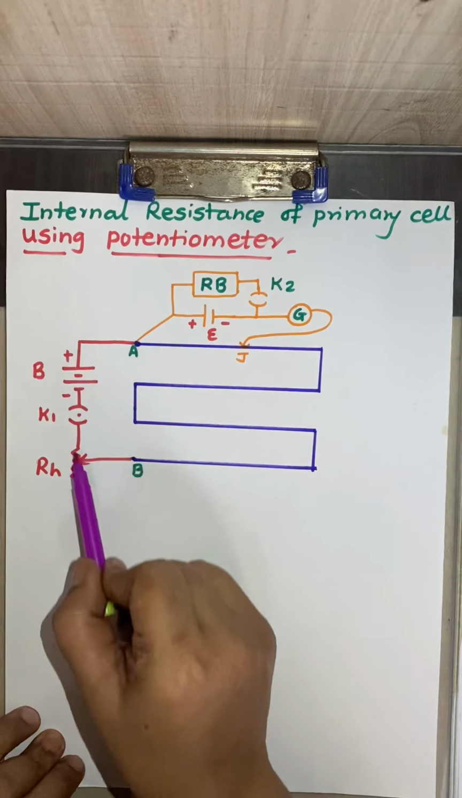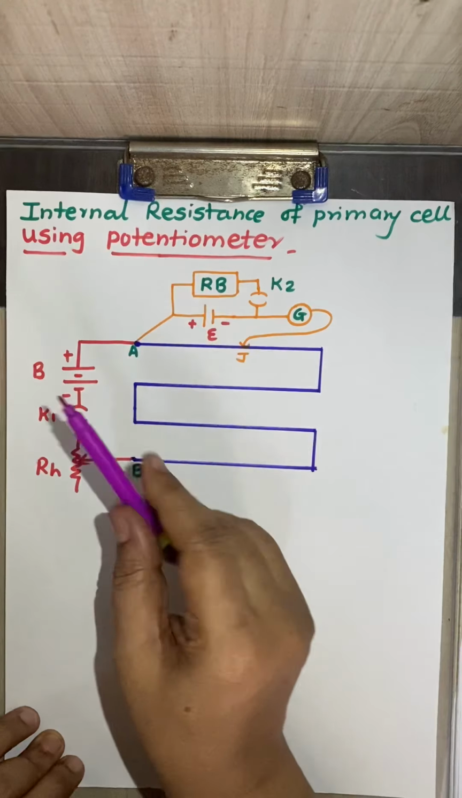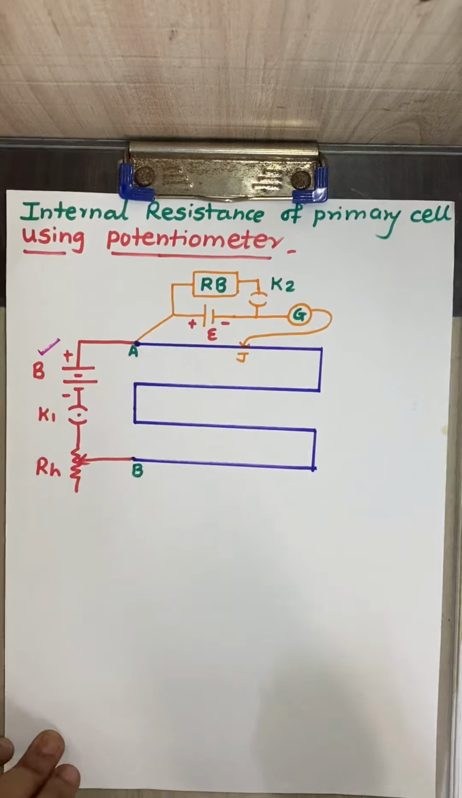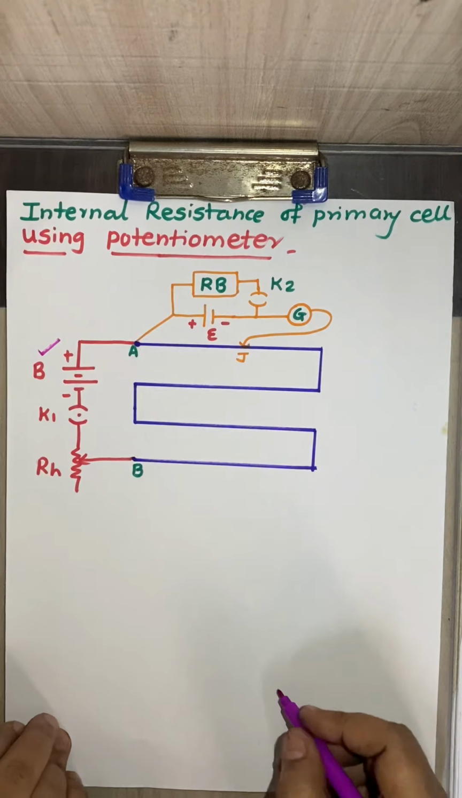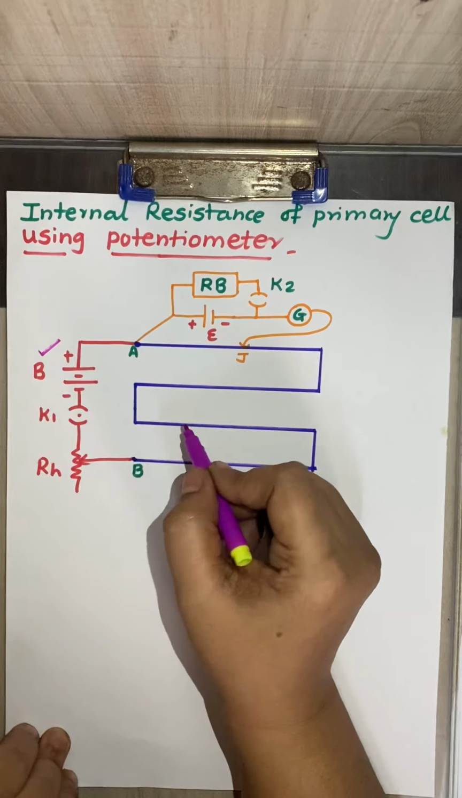Again, the auxiliary circuit is a must because it provides the current through the potentiometer. So again, this B is called a driver cell or an auxiliary battery. Now, how do we find the internal resistance of the cell?